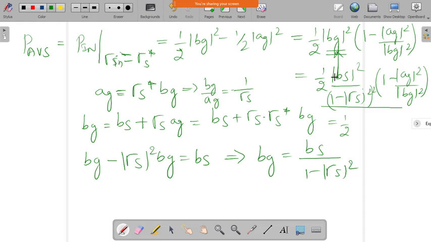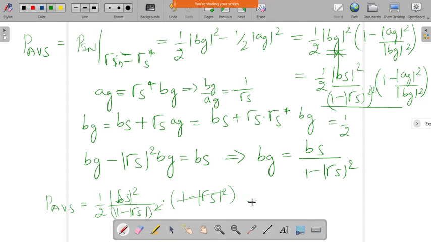Now this expression I can write as the power available from the source, which is half into Bs square divided by 1 minus gamma S whole square, into 1 minus gamma S square. Now these terms cancel each other, so we get half into Bs square divided by 1 minus gamma S square. This is the expression for the available power at the source side.